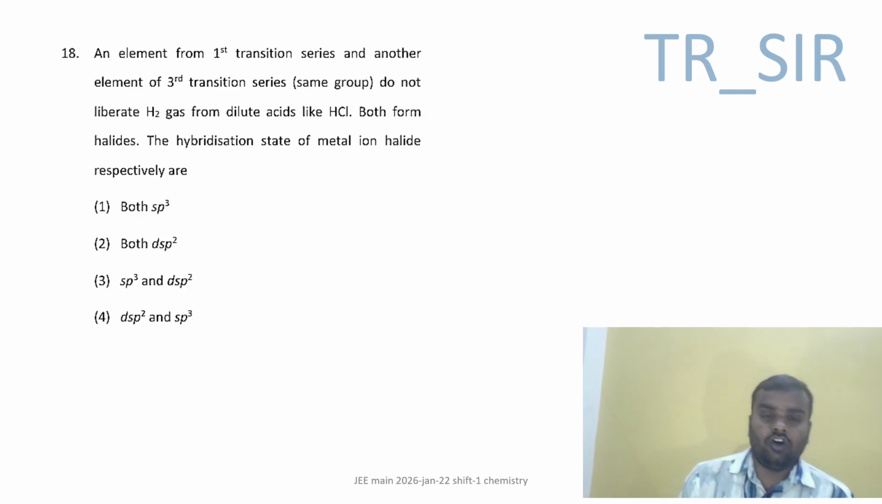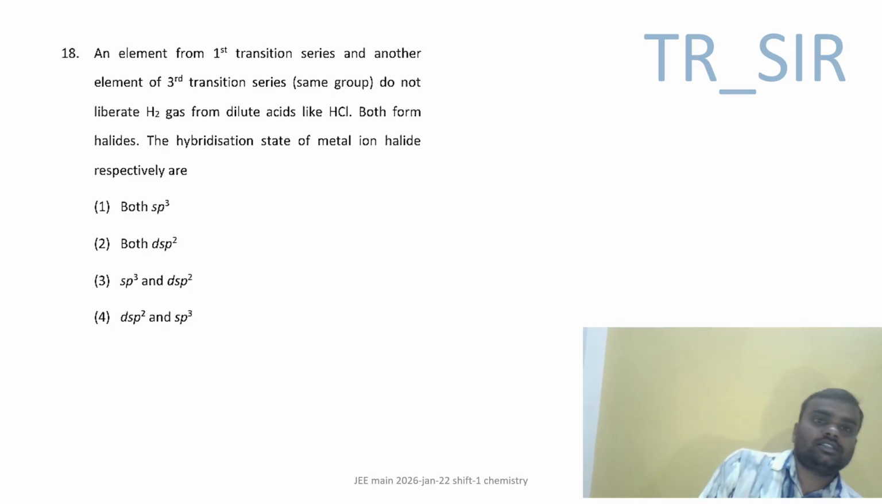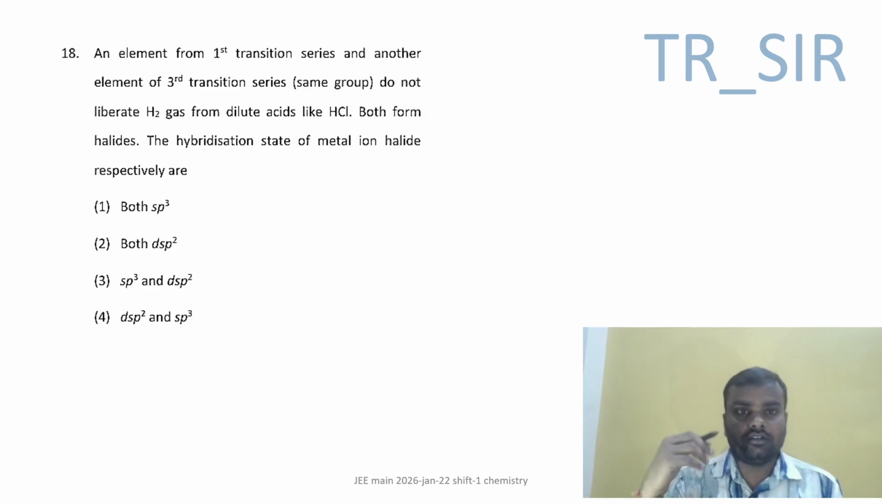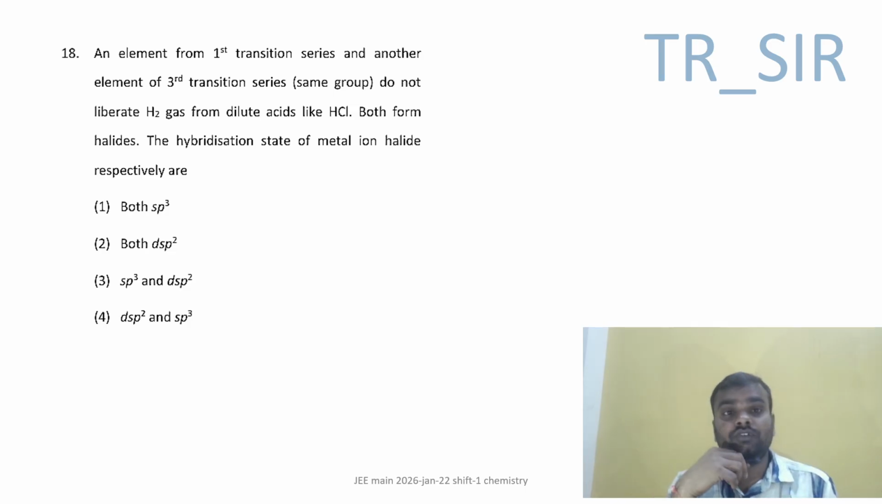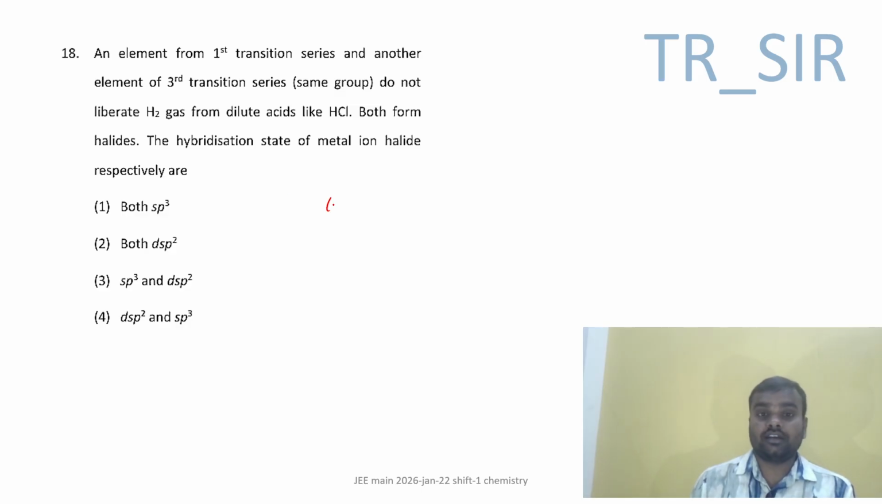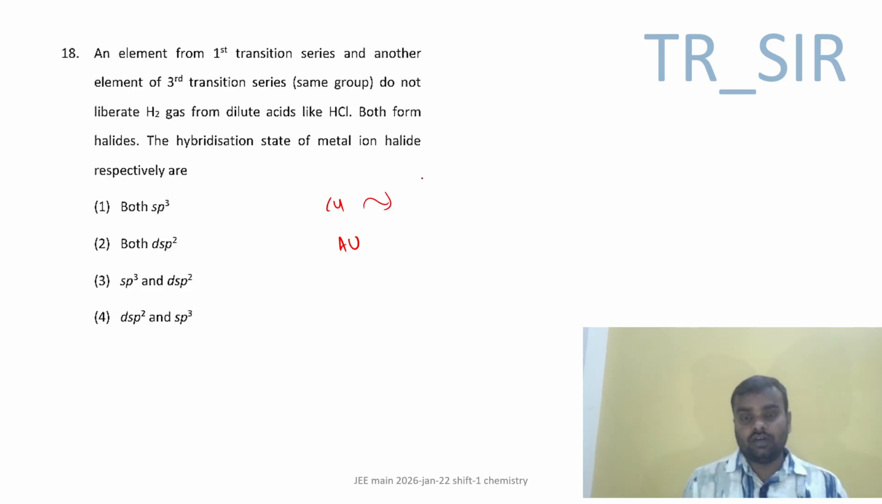An element from the first transition series, that means the 3d series, and another element from the third transition series, that means the 5d series, of the same group do not liberate H2 gas from dilute acids like HCl. Copper cannot liberate, gold cannot liberate H2 from acids. Both form halides. So it will form halides like this. CuCl4 minus will form, right? So AuCl4 minus will form.